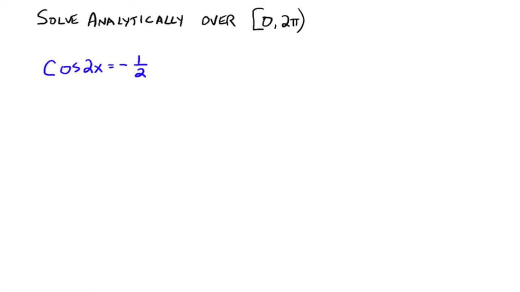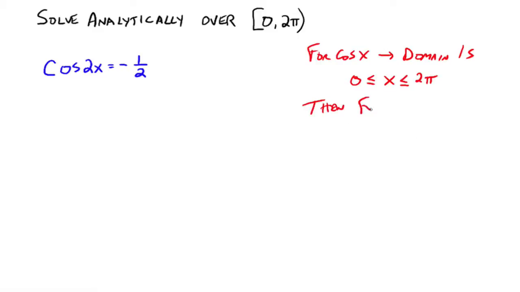The cosine of 2x equals negative 1/2. Now, we know that for cosine x, the domain is 0 is less than or equal to x is less than 2 pi, for one revolution around the circle. Okay, then we don't have x over here, right? We're taking the cosine of 2x. Our angle is 2 times x.